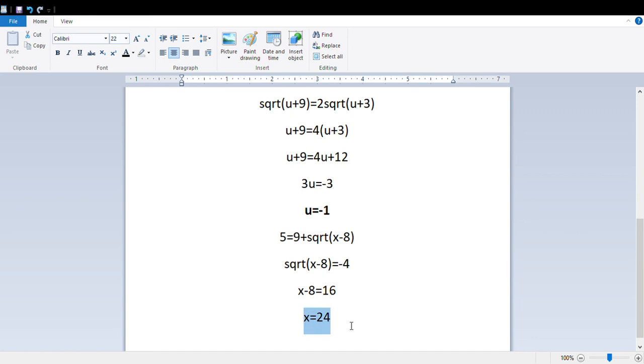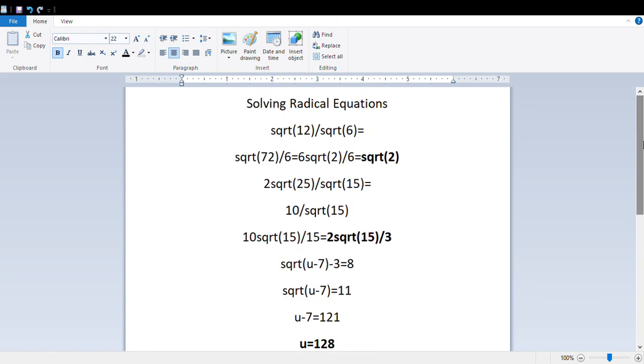So that's basically it, guys. That's all of solving radicals and just solving radical equations in general. This is the last lesson of this unit. It's kind of a lot of information, but hopefully you guys understood this one well.